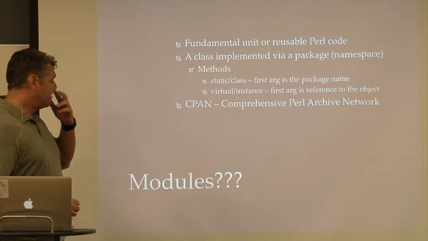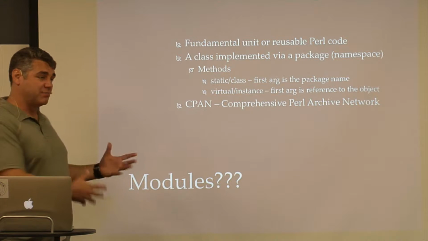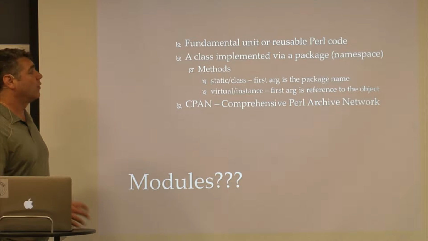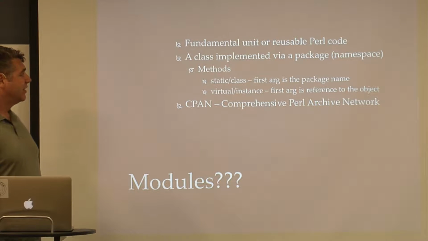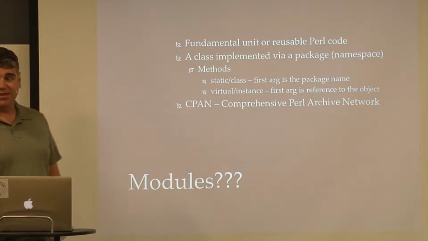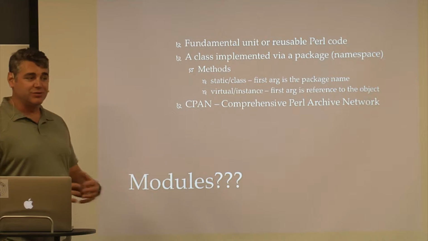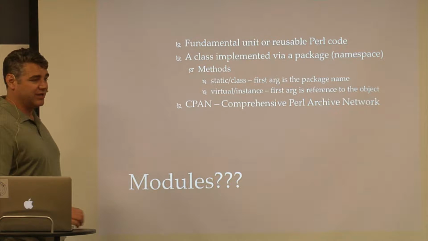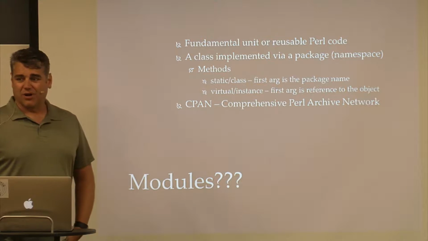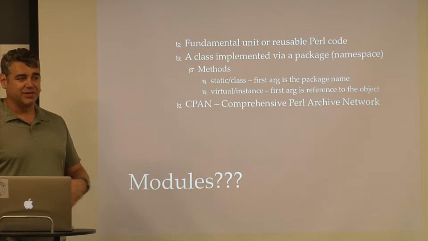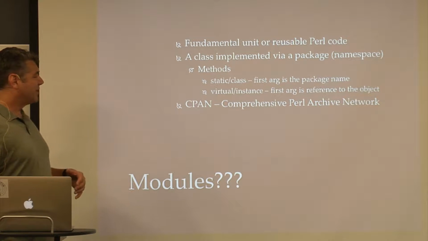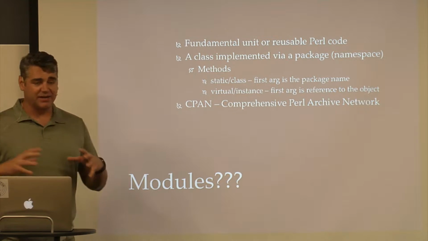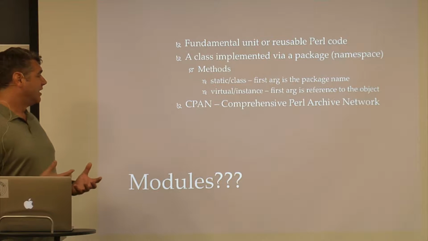So the bottom line of the whole thing is modules. A module is just a class. It's the fundamental unit of reusable Perl code. It's the one thing that you want to write once and then use everywhere else. You don't want to have to reinvent the wheel, and even when you already see a wheel, you might want a bigger one, so you end up reinventing it anyway. Modules are basically classes, and classes are implemented via a package or a namespace.